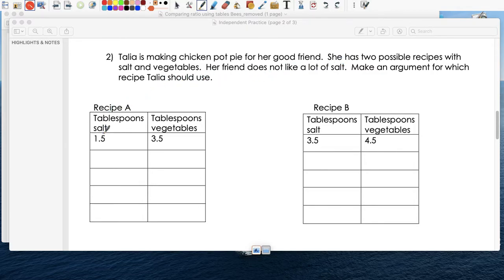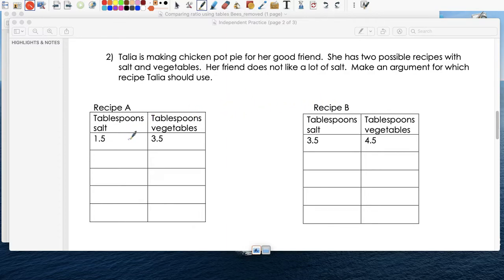So la receta uno usa 1.5 tablespoons of salt with 3.5 tablespoons, cucharas de vegetales. Here you have 3.5 cucharas de salt with 4.5 tablespoons of vegetables. So which one tiene menos sal? Va a usar menos sal, recipe A or recipe B?